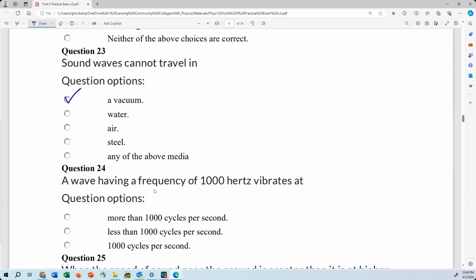But the light can transfer even in the vacuum. Okay, the light doesn't need this. The light wave doesn't need a medium to be transferred.